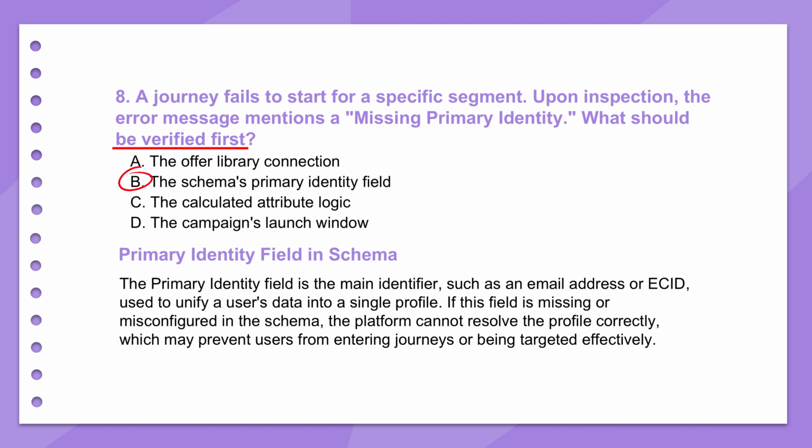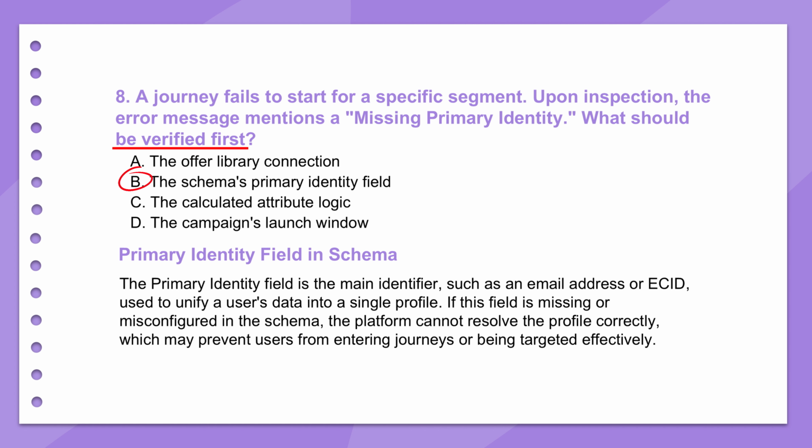Precisely. Journey Optimizer relies heavily on that primary key to understand which profiles belong to the target audience and should therefore proceed through the steps you've defined in the journey. Okay. That specific error message, missing primary identity, is actually a really practical clue. It points directly to a fundamental requirement of how the platform operates. Makes sense. A good first place to look.